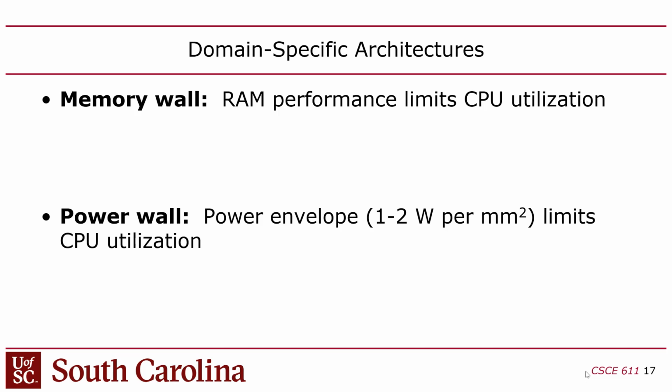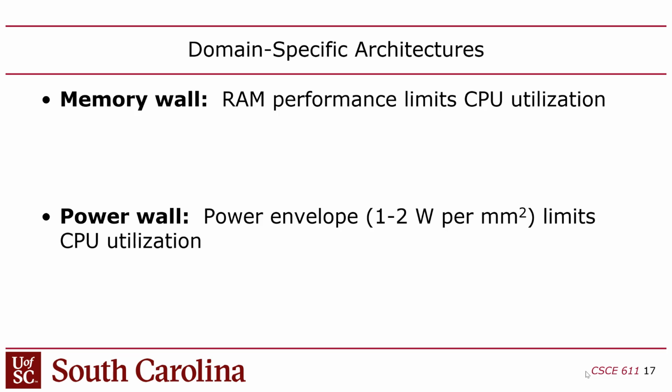So a specialized processor can solve that problem partially by creating a specialized memory structure that's tailor-made for the application, right? So if you're doing machine learning, they bring in data as matrices, and they store it in a scratchpad memory that's controlled by software, right?